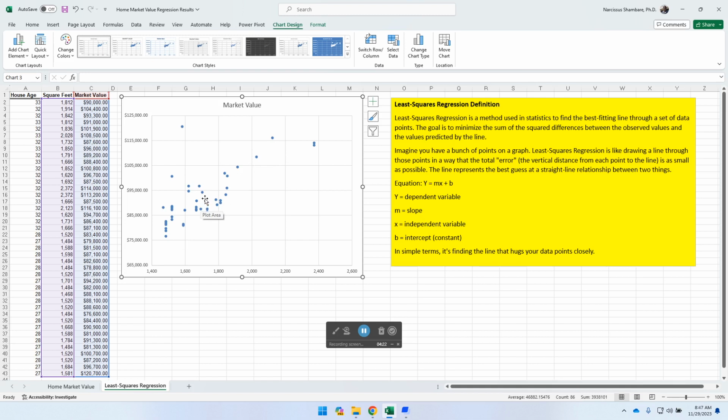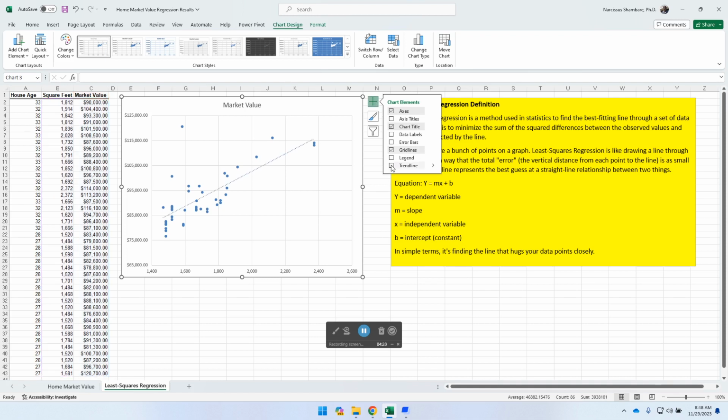Now, Excel can actually help us do that. What we do is go into that plus sign, and under that plus sign, we can see there's a trendline. If you put a check mark on it, it draws the line for us. But can we bring more meaning to this particular line? Yes. If you hover your pointer on Trendline, you'll see there's a list arrow to the right.